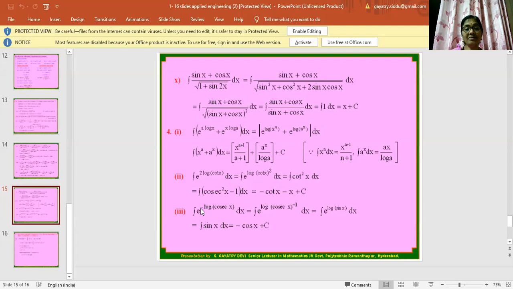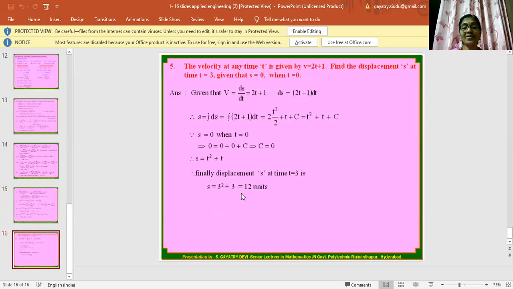Similarly, e power minus log of cosecant x means this minus 1 comes as a power, which shows 1 by cosecant, that is sine. So finally we are getting integral sin x dx, which is equal to minus cos x plus c. So in this way, when an exponential function is given with any power, extended terms, use your logarithm property as well as considering the function only and taking the integration. Okay, so those are some examples of exponential functions.